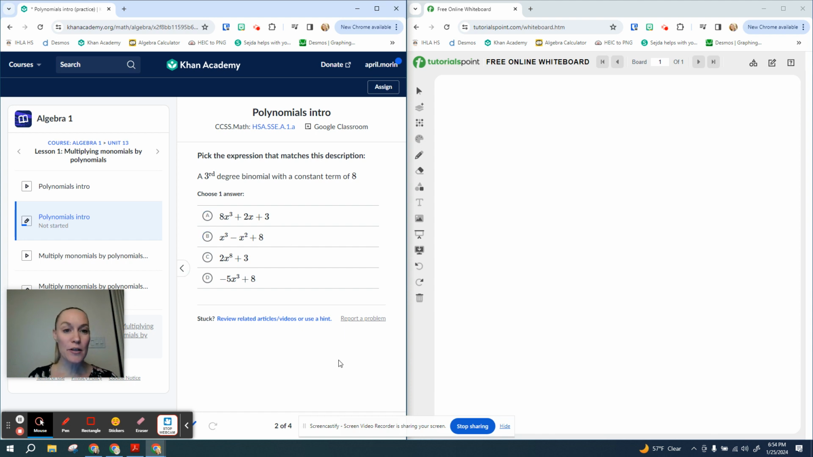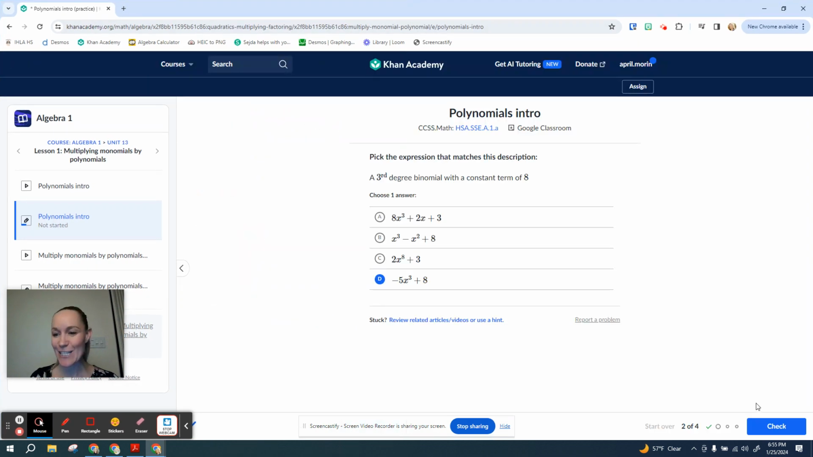Okay, a third degree polynomial with constant term 8. Binomial means there are 2 terms in the polynomial. So this one has 1, 2, 3. B has 1, 2, 3. C has 1, 2. And D has 1, 2. Third degree means the exponent associated with the x is going to be 3. So that is D. The constant term means just the number by itself with no x's attached, with no variables. So that would be this one. So our answer is D.